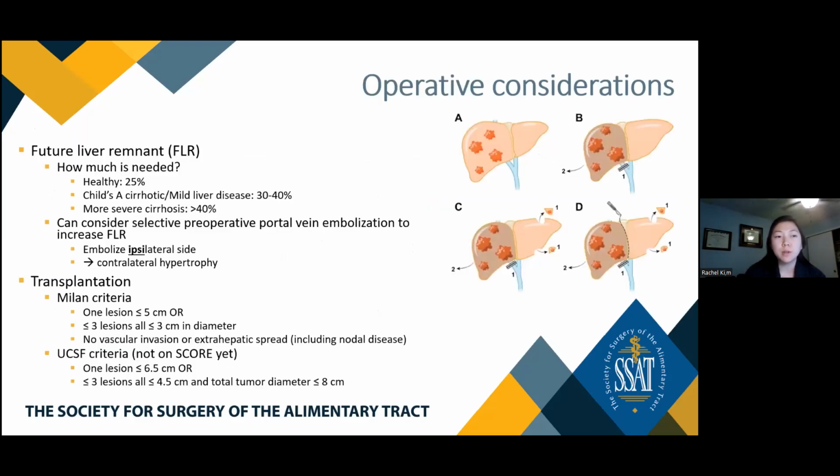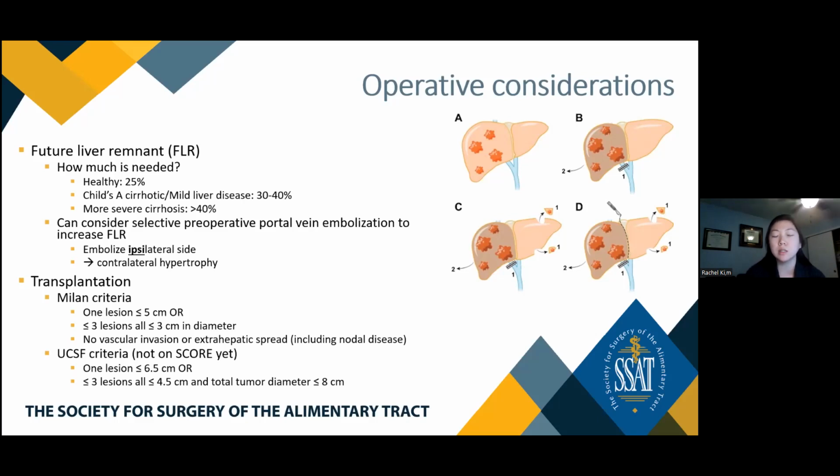Some other things to remember for liver, so future liver remnant. So remember that for healthy patients, you only need about 25% of your liver. If you have any sort of liver disease or cirrhosis, you'll need more. You can consider a selective embolization of the portal vein in order to help you increase your future liver remnant. Remember that you're embolizing your ipsilateral side, so the side with the lesion, so that you get contralateral hypertrophy. And then in terms of using transplantation to treat some of these malignancies, the main criteria that you'll be tested on for the ABSITE is the Milan criteria.